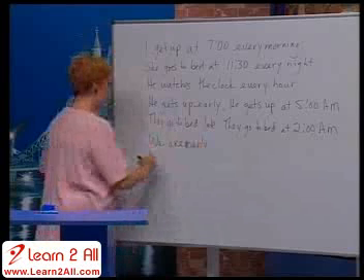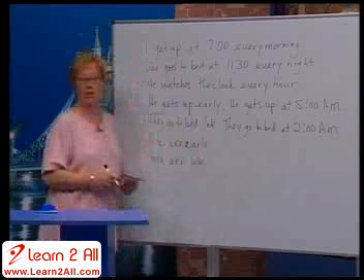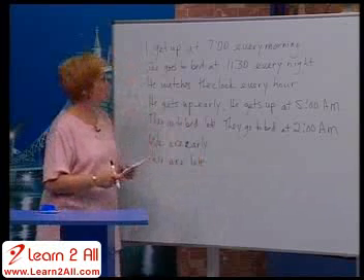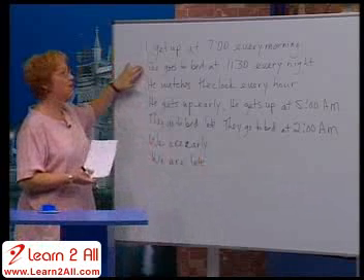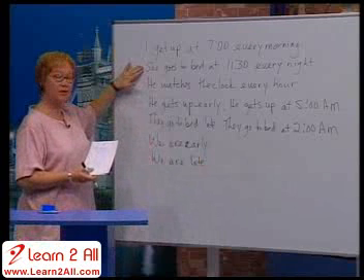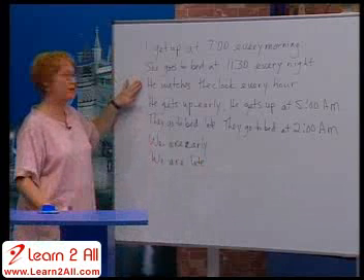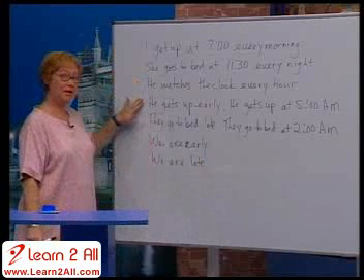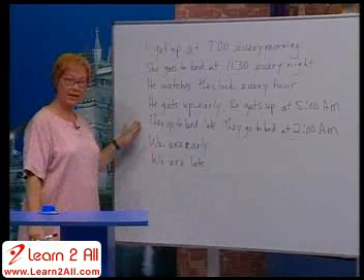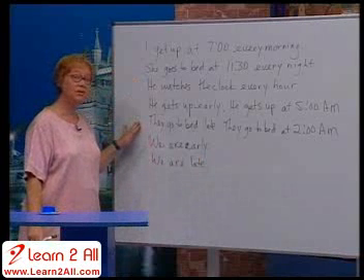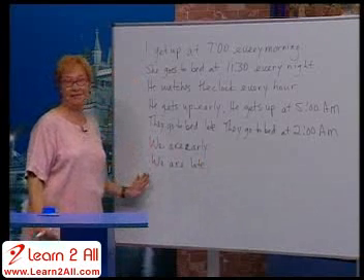We are early, or we are late. We are late. So again, I get up at 7 o'clock every morning. She goes to bed at 11:30 every night. He watches the clock every hour. He gets up early. He gets up at 5 a.m. They go to bed late. They go to bed at 2 a.m. We are early. We are late.